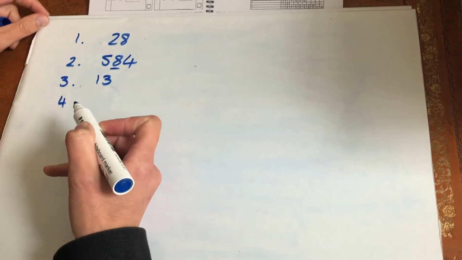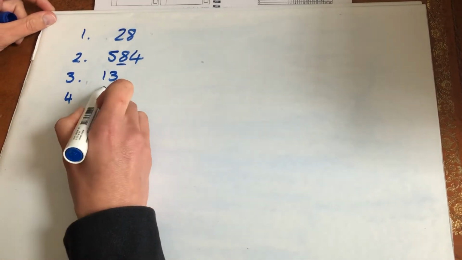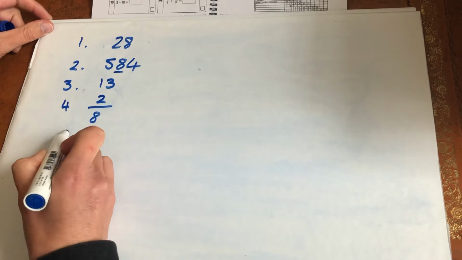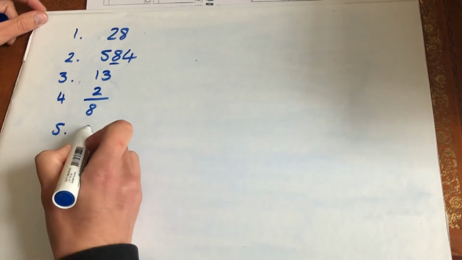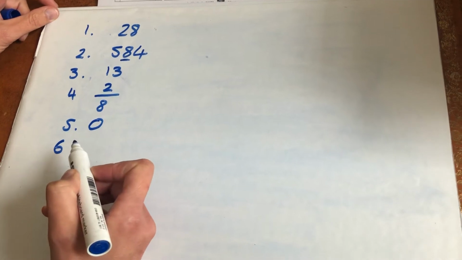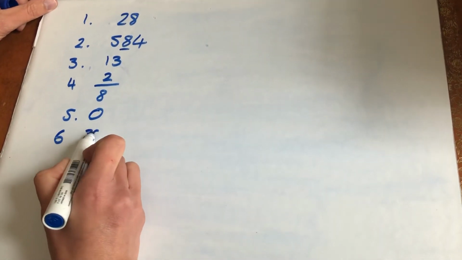Question 4. 5 eighths minus 3 eighths gives me 2 eighths. Question 5. Anything multiplied by 0 is 0. Question 6. Cover my 0 over. 5 times 6 is 30 and add the 0 back on again.